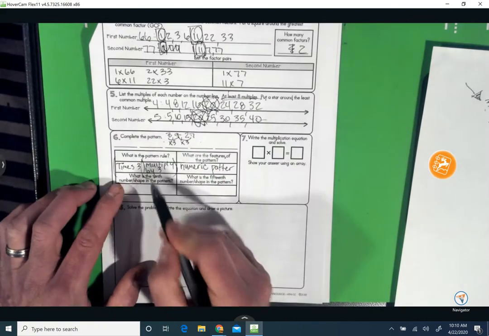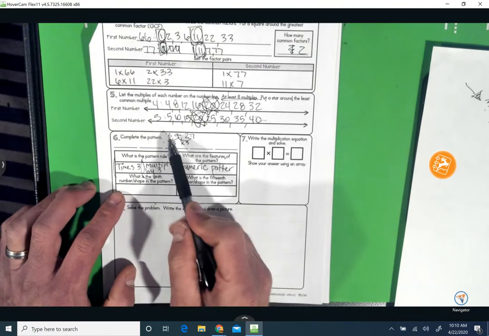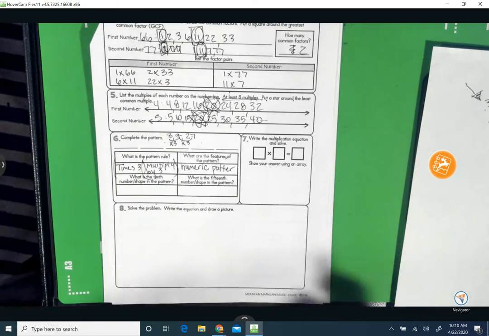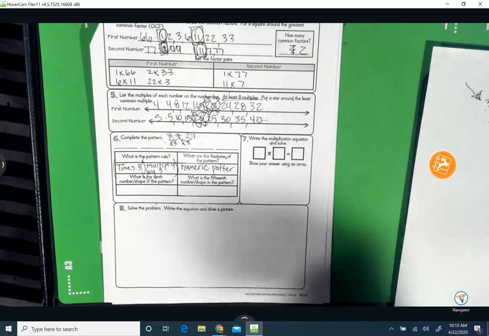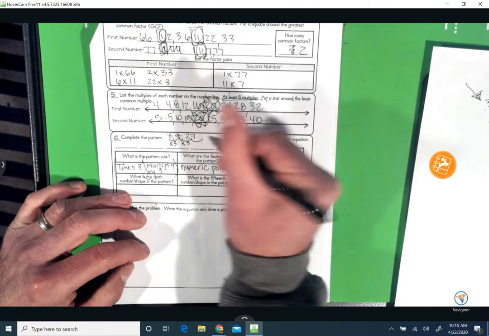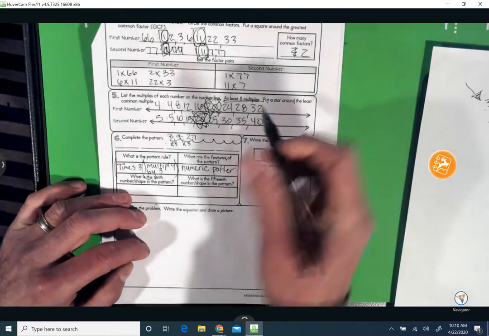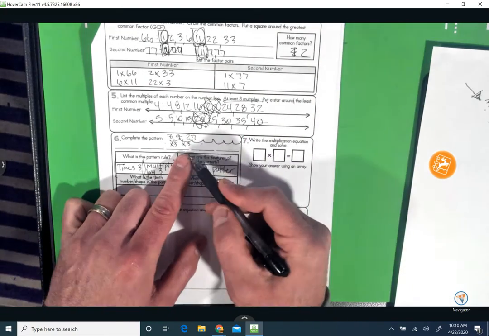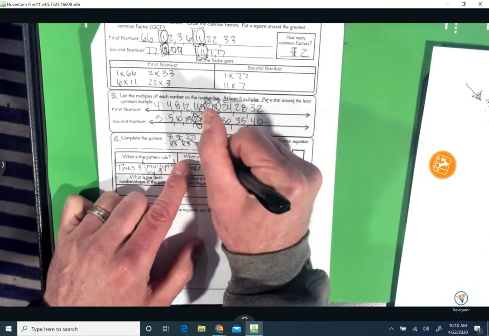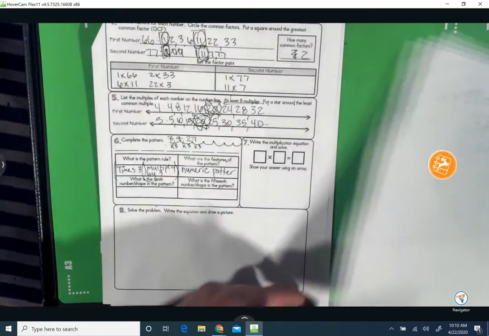Okay. What is the 10th number? Well, we have 1, 2, 3. So here we got to figure out what is the next number going to be, right? So we have 27. Well, the next number that we have, we got to multiply 27 times 3.